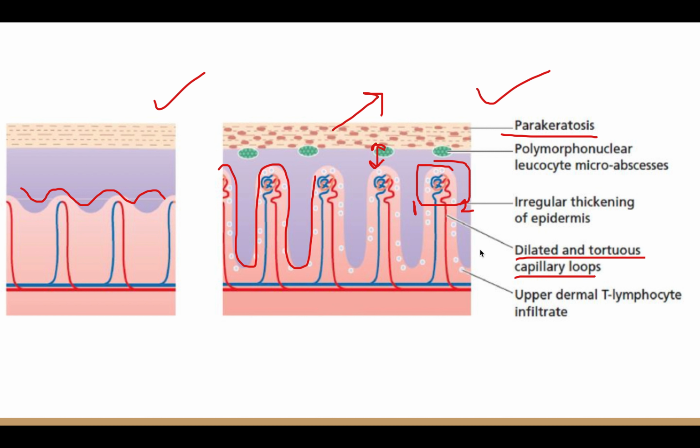There is downward projection of rete ridges, but this part of the epidermis gets thinned out. Because of that, the capillaries are proliferating over here, and if the person scratches himself, they are likely to bleed. So this is also known as a sign which we will discuss. Auspitz sign is present in case of psoriasis.